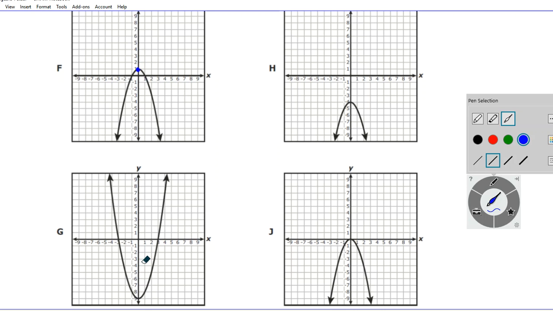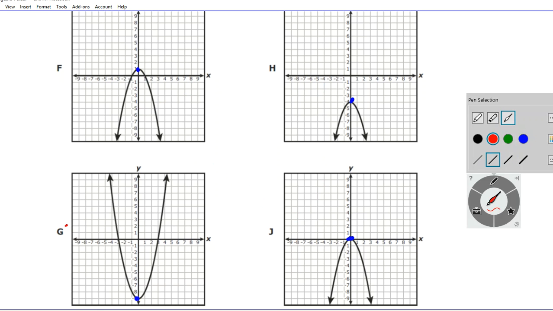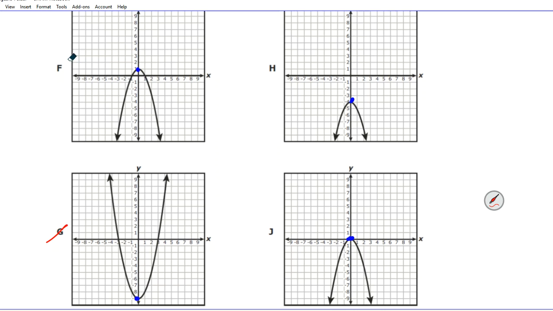So that's the vertex of option F, G, H, and J. So which one opens down? F, H, and J opens down, so we can eliminate G. Okay, now we're going to look at the position of the parabola. Which one has been shifted downwards? Which one is beneath the x-axis? Okay, this is above, so no. This is beneath, this is excellent. So we see the answer is option H.